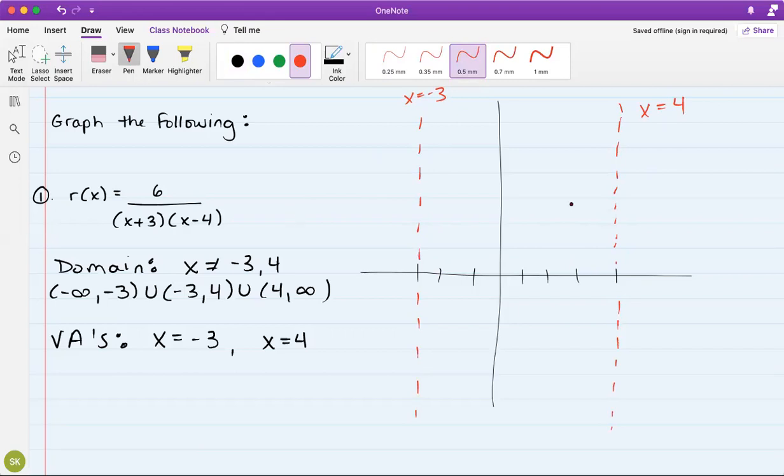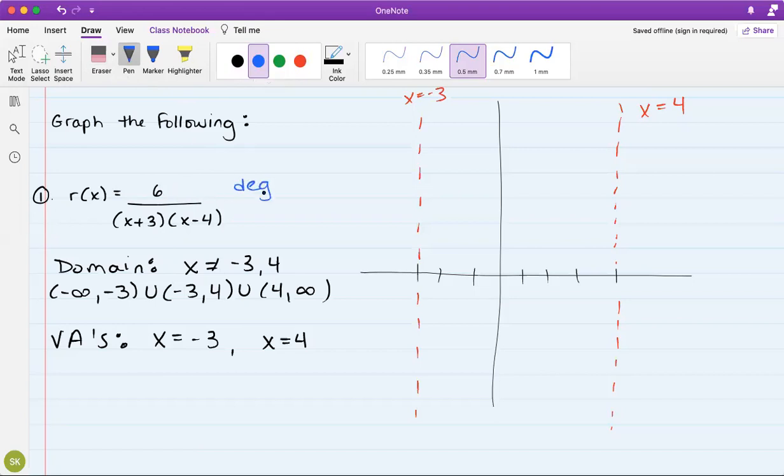Now notice that I've divided the plane into 3 sections right now. Okay, so we would write down any holes that we'd have, but because we didn't reduce this, we don't have any holes for this problem. Now we're going to find the horizontal asymptote or the oblique asymptote, if it's possible to find one. How we do that is we look at the degree of the numerator and the denominator.